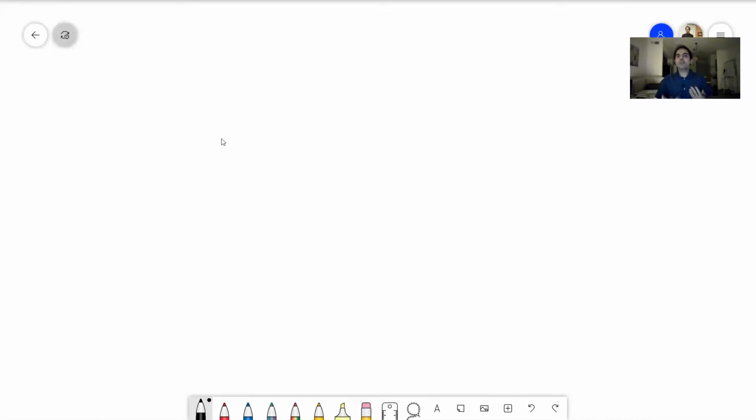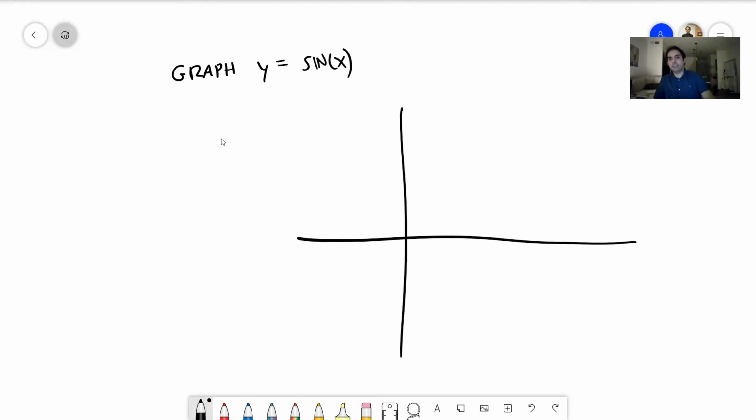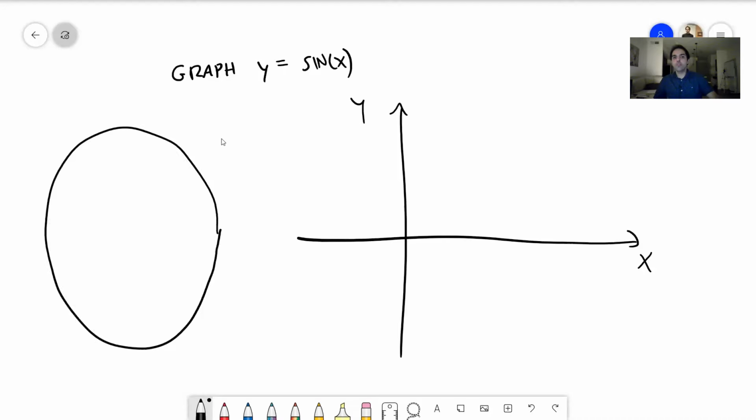And today I want to show you how to draw the graphs of certain trig functions, starting with sine of x. So let's try to graph y equals sine of x, again in the xy plane. Now, of course, you could do it by plotting certain values of sine, but I think it's much easier to do if you just draw the unit circle.